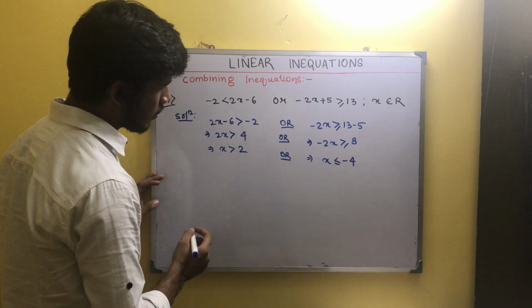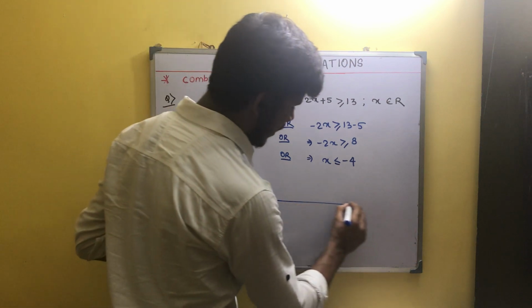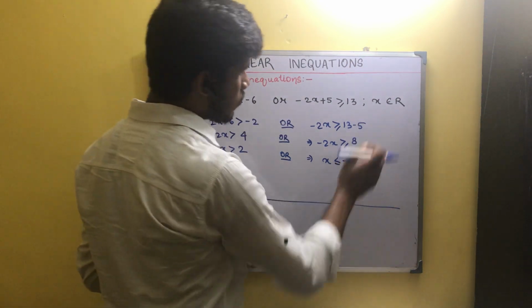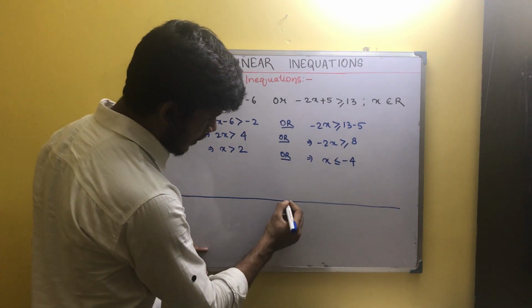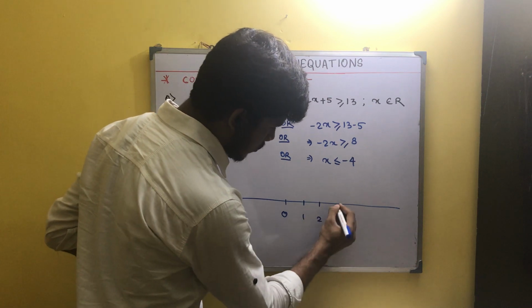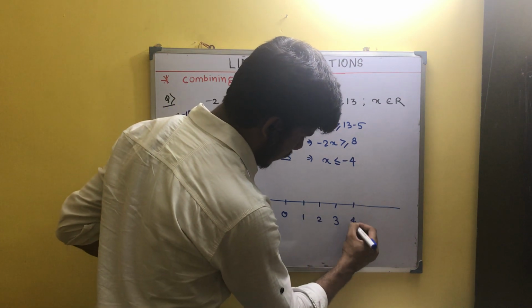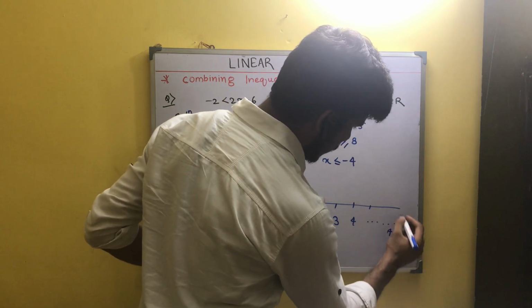Now let us represent this on a number line. So here is a number line, and since x belongs to R, we will represent it with a continuous line. Here lies 0 in the middle. Here the terms are 1, 2, 3, 4, and so on up till plus infinity on this side.